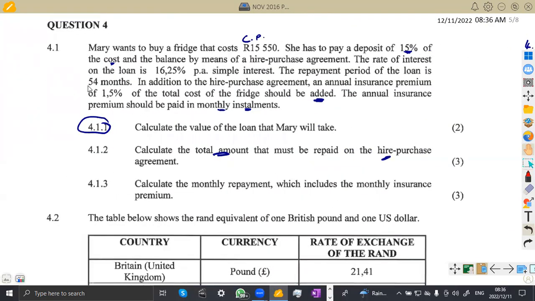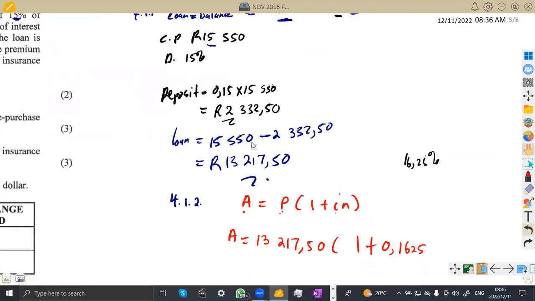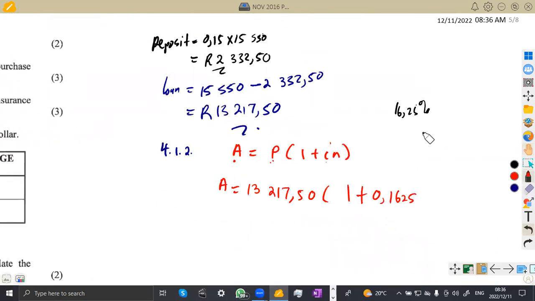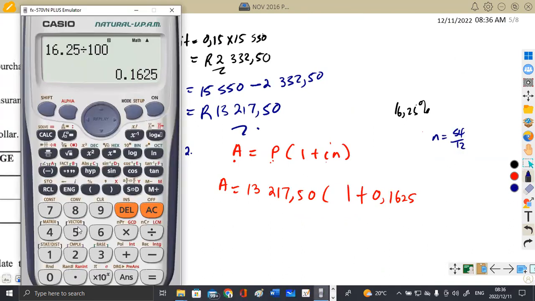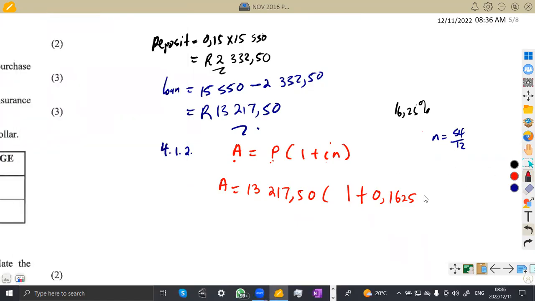Take note, this is supposed to be repaid within 54 months. So 54 months in years, since we know that a year is 12 months, we have to divide. So our N is going to be 54 divided by 12. All right, so what do we have from our calculator? 54 divided by 12. It's giving us 9/2.